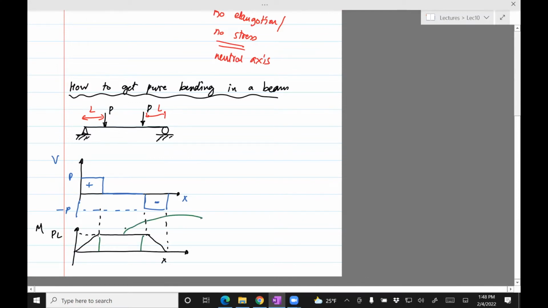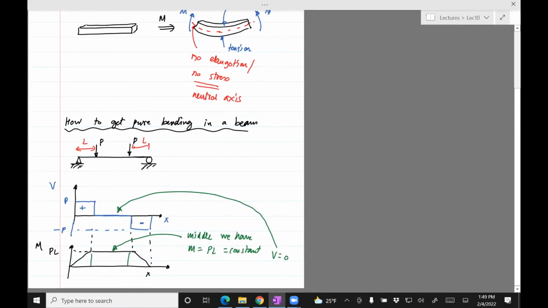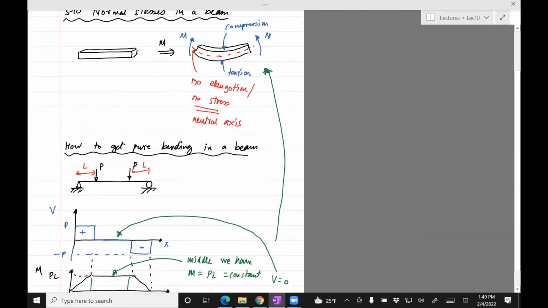So right here, we have M is P times L, which is a constant. And from this, you can see that the shear force is 0. So that's an example of a place on the beam where there's only bending, there is no shear force. And that's how you can generate pure bending, no shear force on the specimen.